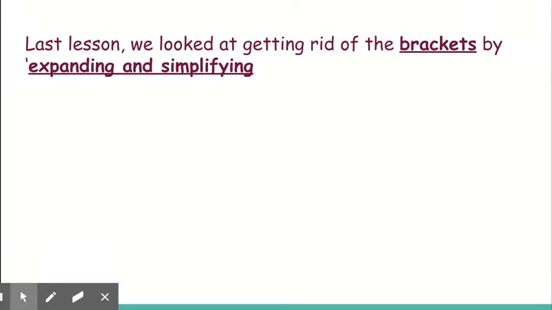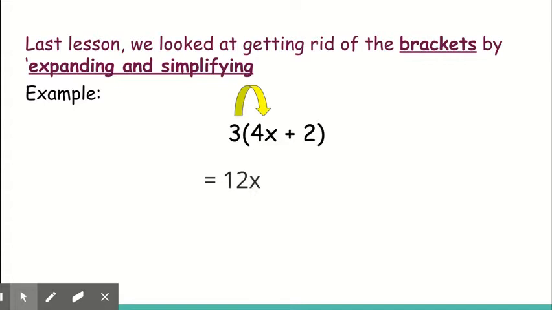So last lesson we looked at getting rid of the brackets by expanding and simplifying. So for example, you had an example like this. So we have 3 bracket 4x plus 2 bracket. So we need to bring the 3 into the brackets by multiplying it to each term. So we first multiply the 3 to the 4x, and we get 12x. And then we need to multiply the 3 to the 2, and we get plus 6. And we can't simplify it anymore because the 12x and the 6 are not like terms.